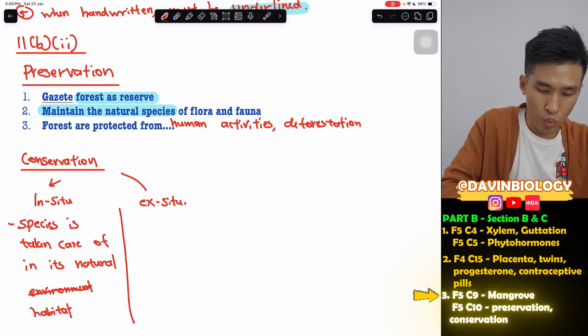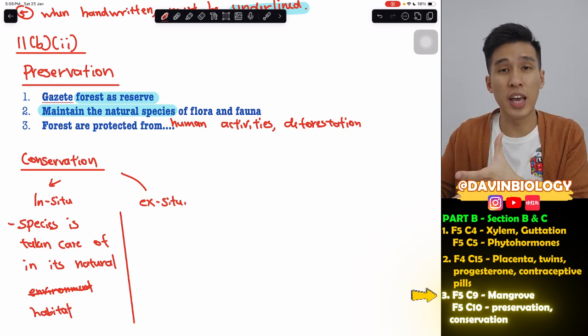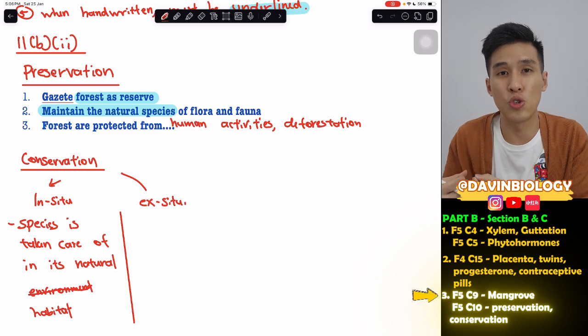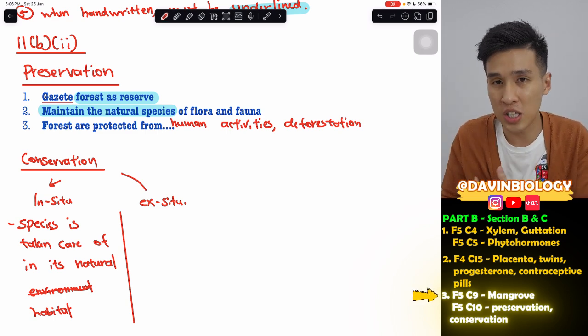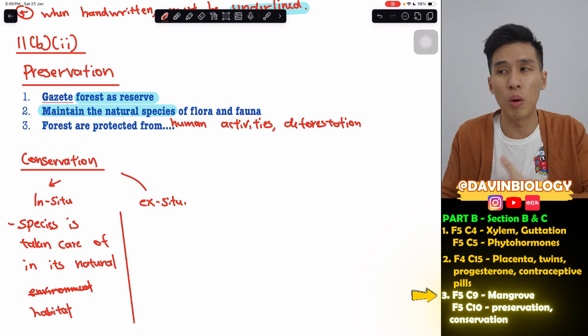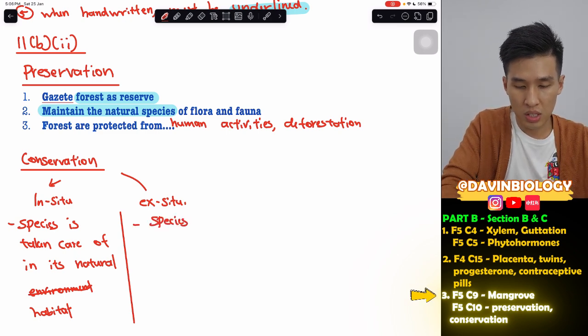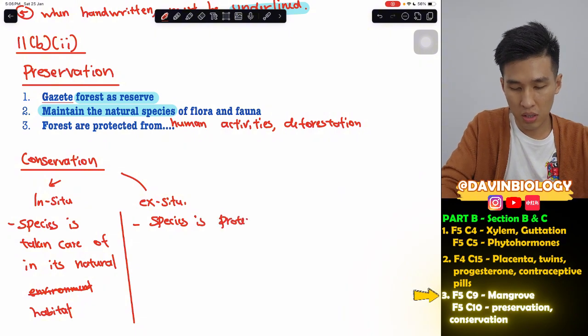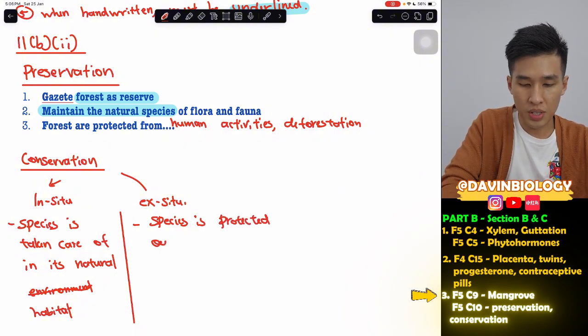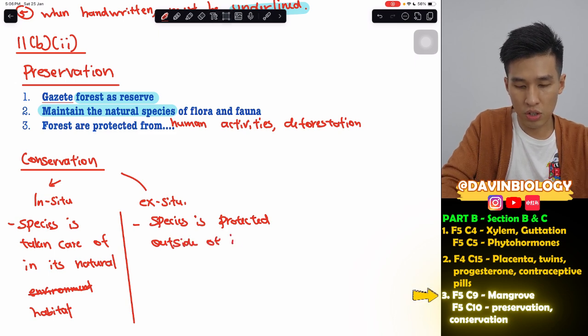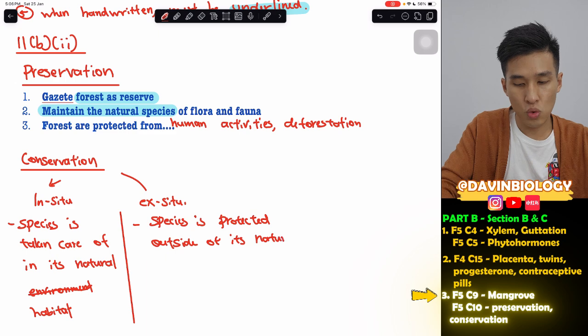Ex situ, we need to take the species out and take care of it, like in zoos, wildlife parks, because these animals cannot live on their own, so maybe you help them reproduce. So basically, species is, you can say, protected outside of its natural habitat, like a zoo.